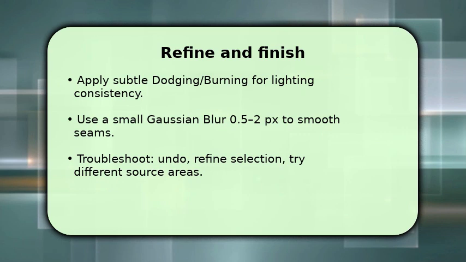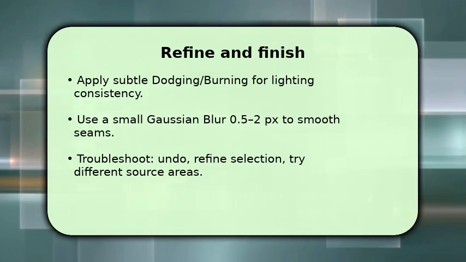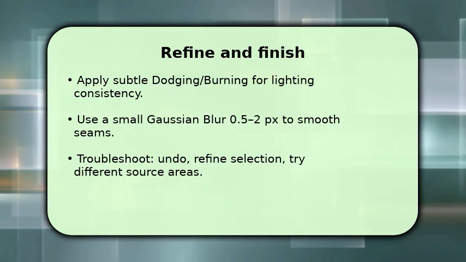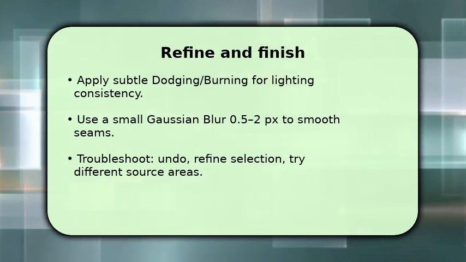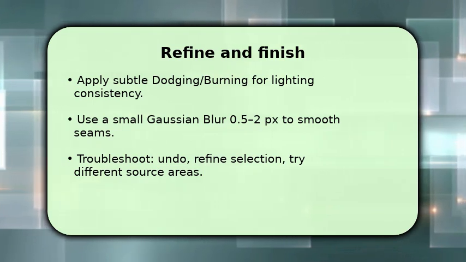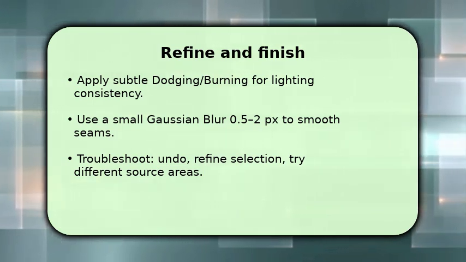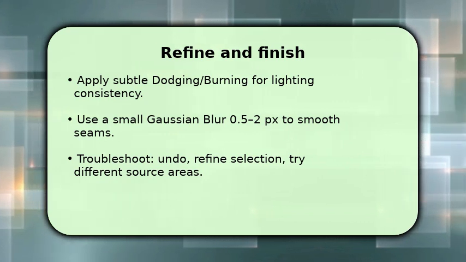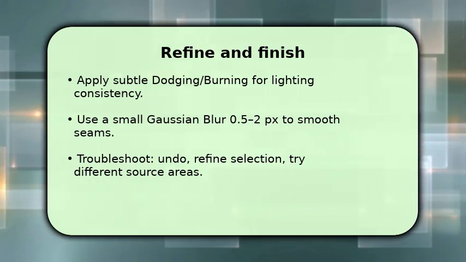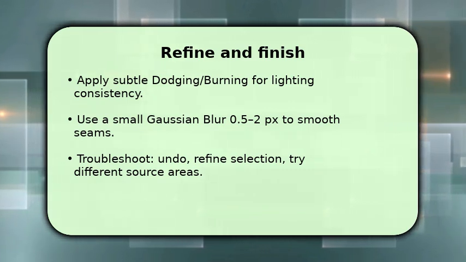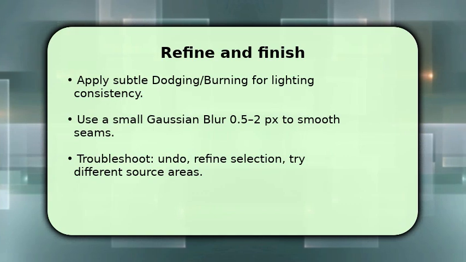Sample colors with the eyedropper and use soft brushes to clone tiny details, then apply gentle dodge and burn to match highlights and shadows. Once blended, use a small Gaussian blur of 0.52px where seams remain, and sharpen selectively if you lost detail. If something looks off, undo the last few steps, refine your selection, and resample from different source areas. Repeated small fixes beat one heavy-handed pass when restoring natural appearance.